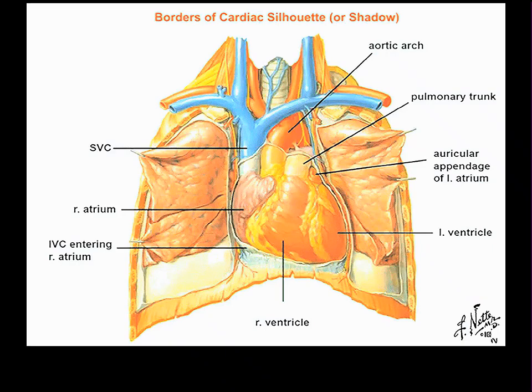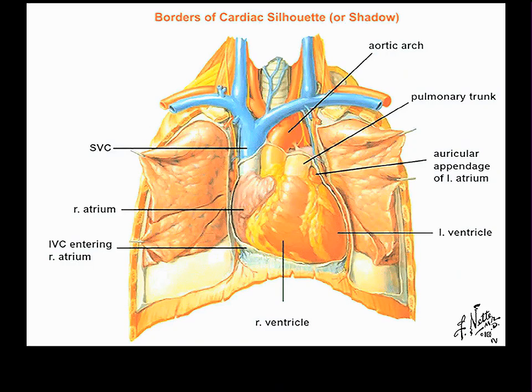The inferior border of the cardiac silhouette is where the inferior vena cava meets the right atrium, mainly right ventricle, and the apex of the heart, the left part of the inferior border, is left ventricle.